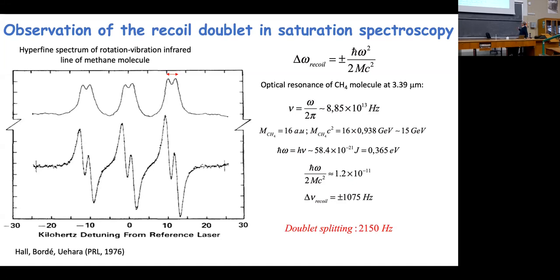The frequency of methane is 8.85 10 to the 13 hertz. And if you translate it into energy, it's 0.365 electron volt. And the mass of CH4 gives you an energy equivalent of 15 GeV. So the ratio of the two is 1.2 10 minus 11. And so delta nu recoil is about 1 kilohertz. And so the splitting is about 2 kilohertz. This is the splitting you see here. It's a splitting of 2 kilohertz on a line which occurs at 88 terahertz.